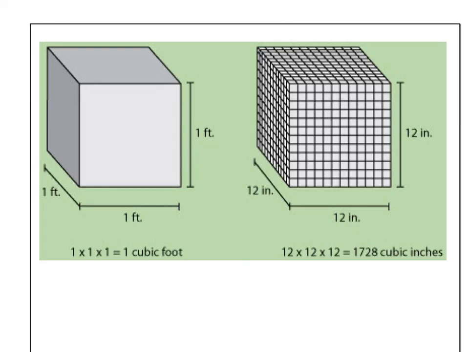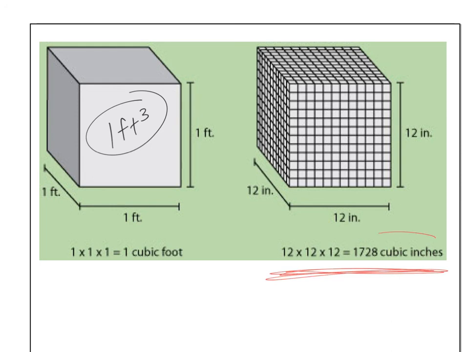So think of a cubic foot. On the left, we have 1 foot by 1 foot by 1 foot. This is 1 foot cubed, 1 cubic foot. But that's made out of 12 inches by 12 inches by 12 inches. So look at the math down here, you guys. 12 times 12 times 12 is 1,728 cubic inches. So 1 cubic foot is 1,728 cubic inches.